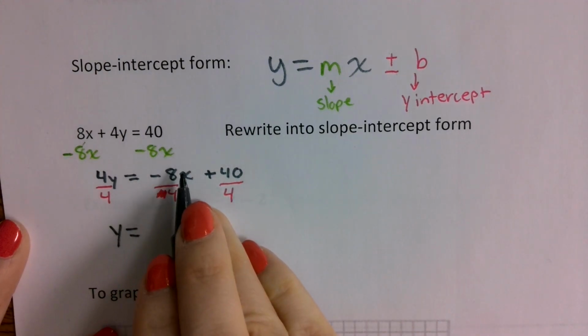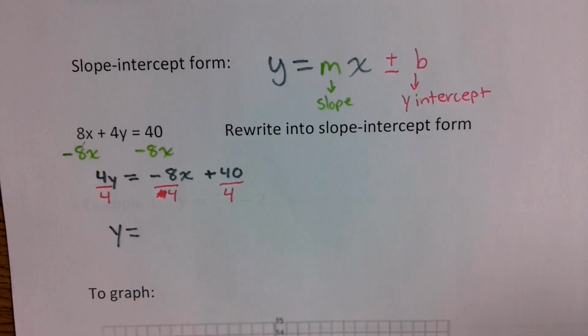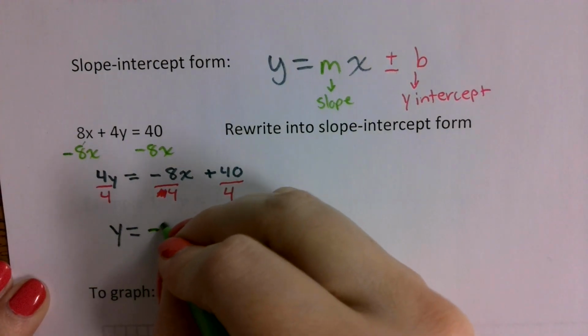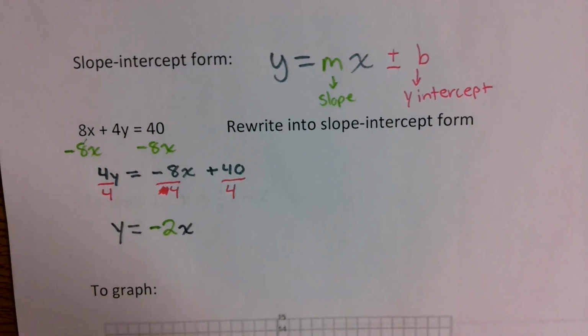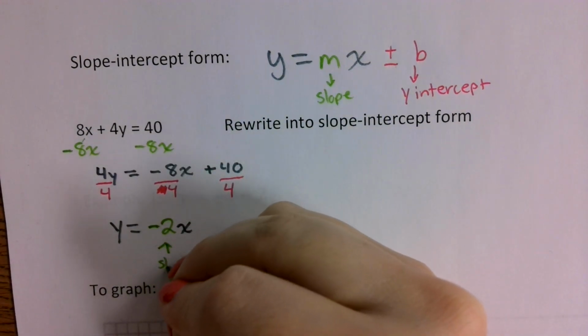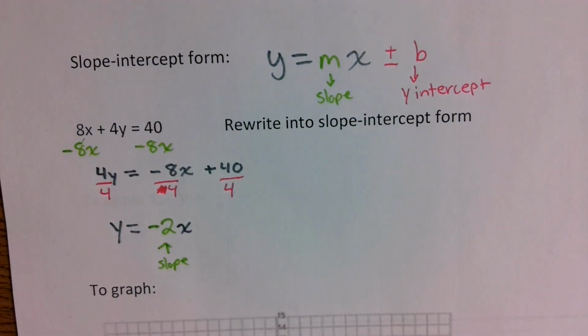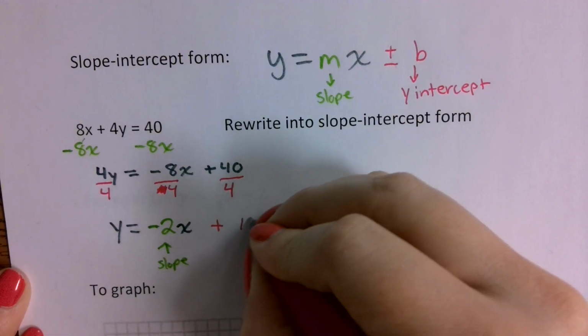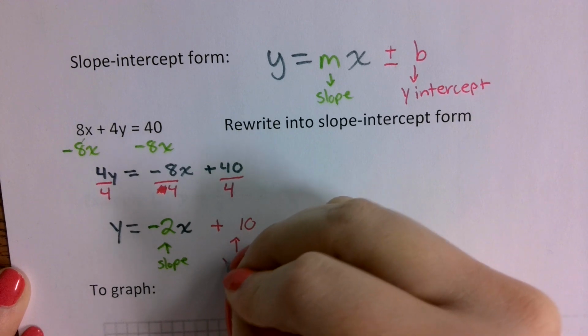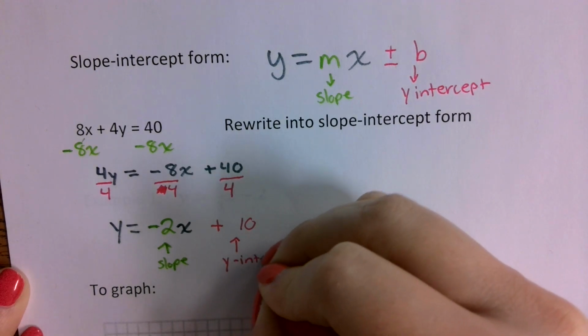That negative 8x divided by 4 comes out to a negative 2x, where the negative 2 represents our slope. And then the positive 40 divided by 4 comes out to a positive 10, and that positive 10 is going to represent the y-intercept.